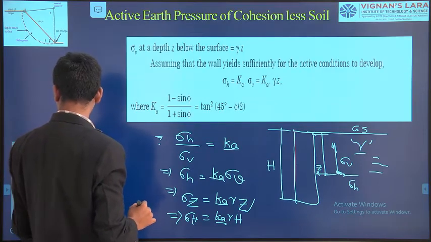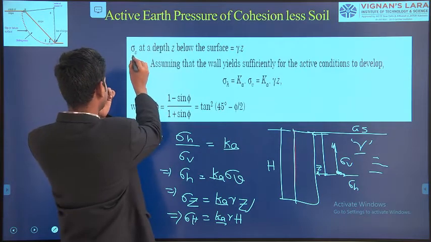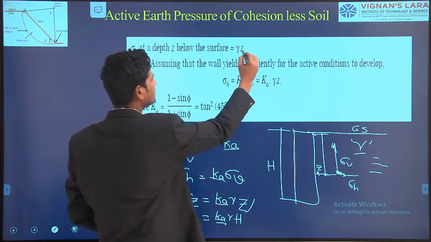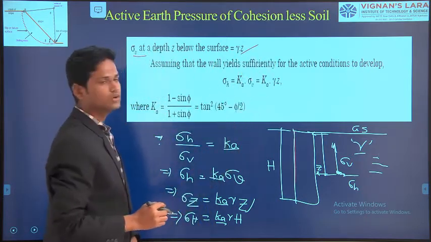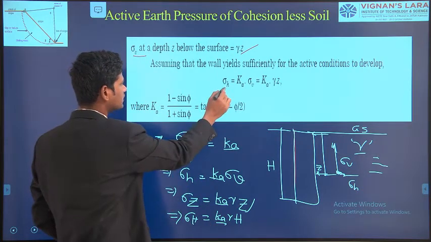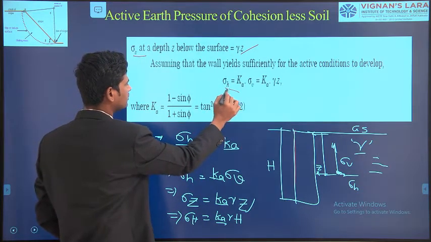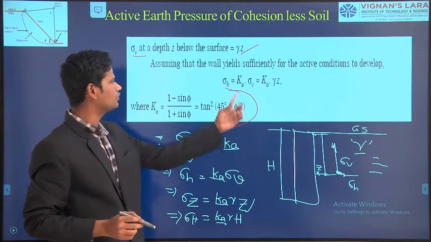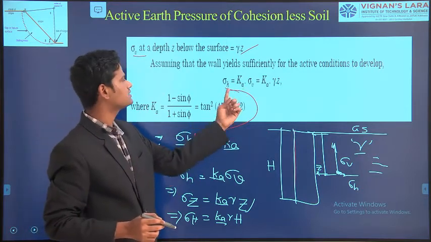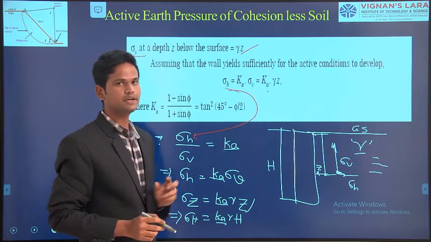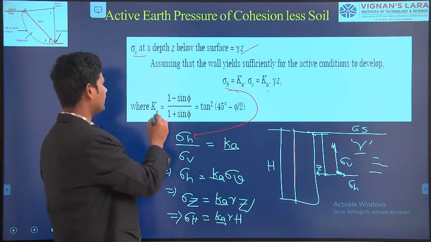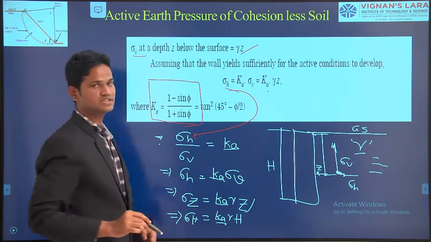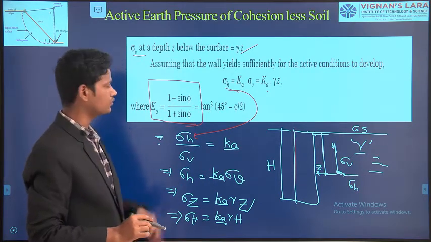Again, let sigma v be the vertical pressure at a depth z below the ground surface. At a particular depth, sigma v equals gamma into z. The ratio of horizontal earth pressure to vertical earth pressure, as we already calculated, is sigma h by sigma v equals Ka, where the horizontal pressure sigma h equals Ka into gamma z, and Ka is the coefficient of active earth pressure.